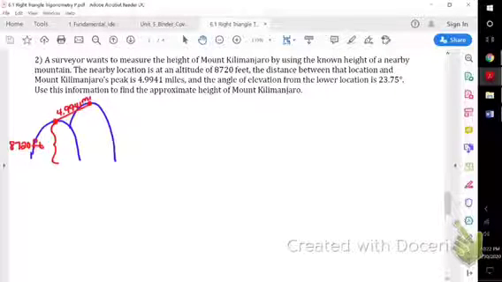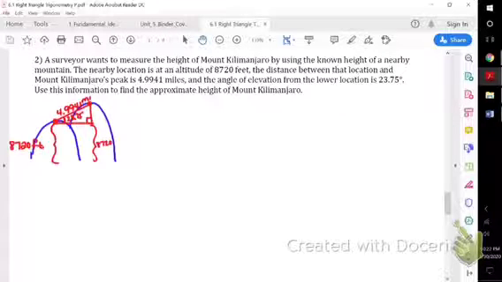And the angle of elevation from the lower location is 23.75 degrees. So remember, an angle of elevation is the angle that's going up. So what we're going to do is draw a horizontal line here that's going to form a 90 degree angle with a vertical line right there, because that makes this angle right here by definition an angle of elevation. Now, since that's a horizontal line and it's going to be parallel with our ground, then this height right here is 8,720 feet. Okay?